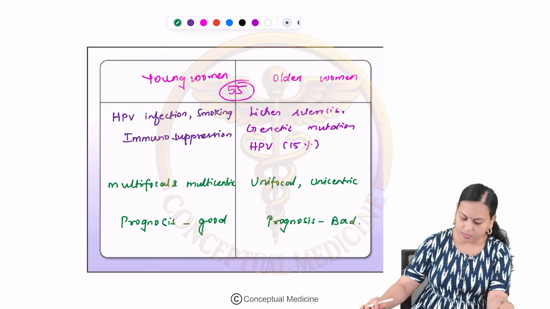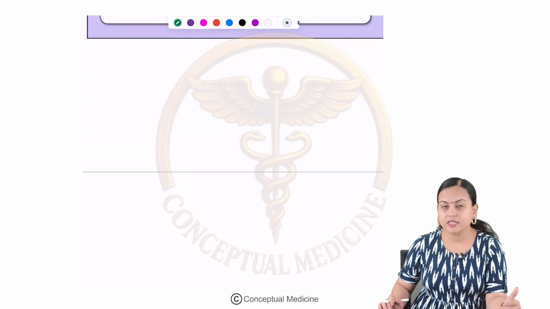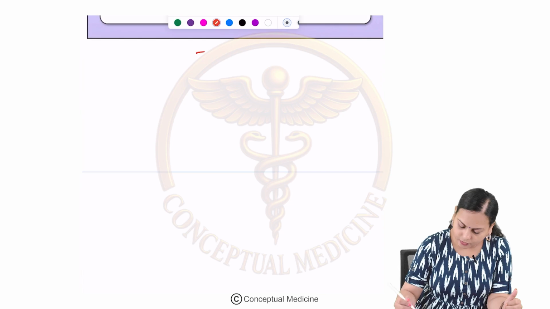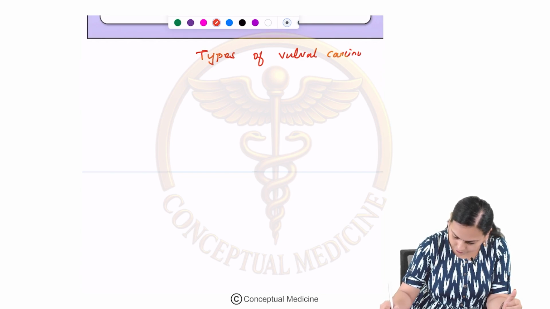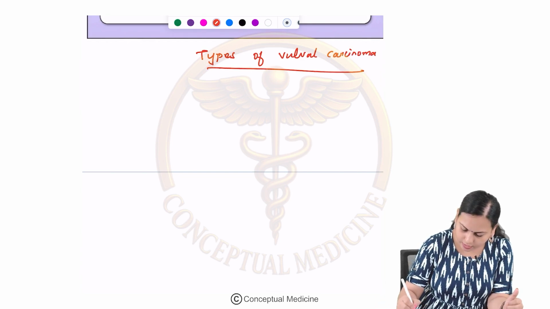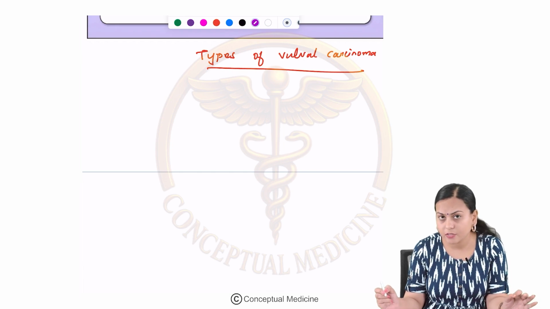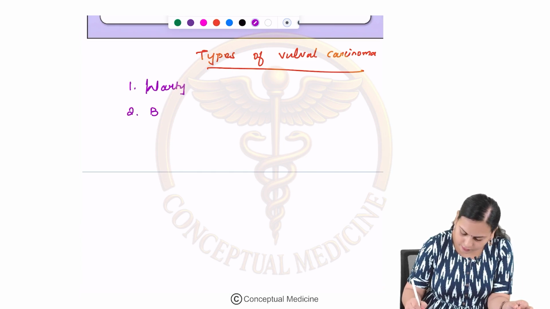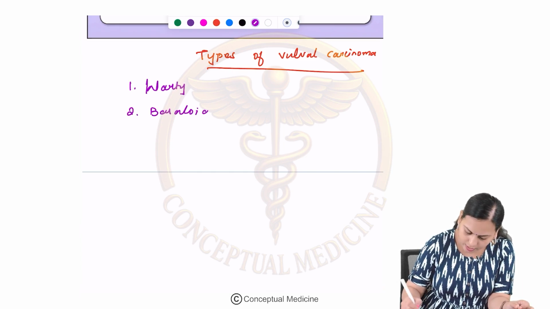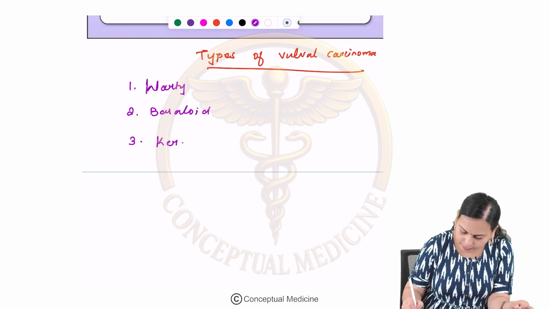Now let's discuss the types of vulval carcinoma. It is basically classified into three histological types. One is warty, second one is basaloid, and the third one is keratinizing.